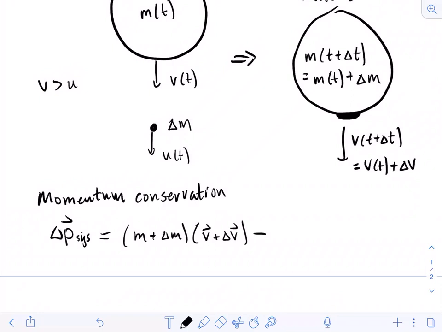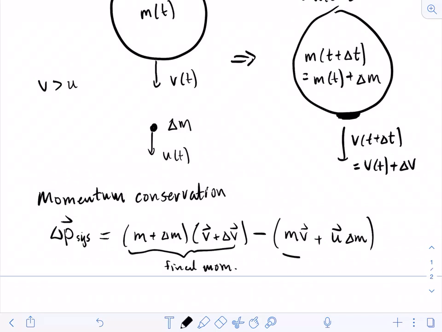And if we're calculating the change in momentum, we need to subtract off the initial momentum. Initially we have two objects. Our first object is our large particle, which has mass m and velocity v. And then there's also the momentum of the small mass delta m, which has velocity u and mass delta m, like so. So here is the final system momentum, and here is the initial system momentum, and we take the difference between the two.